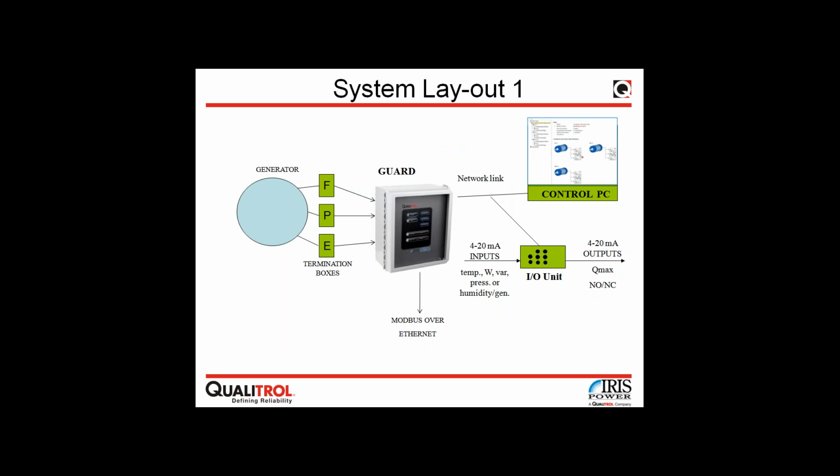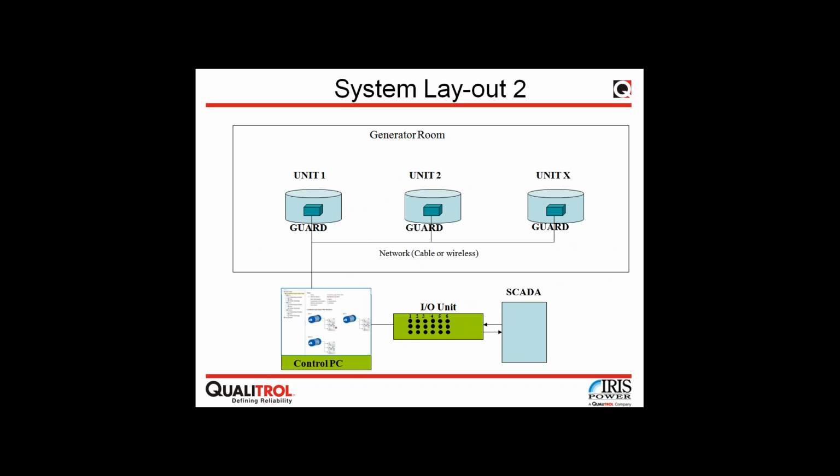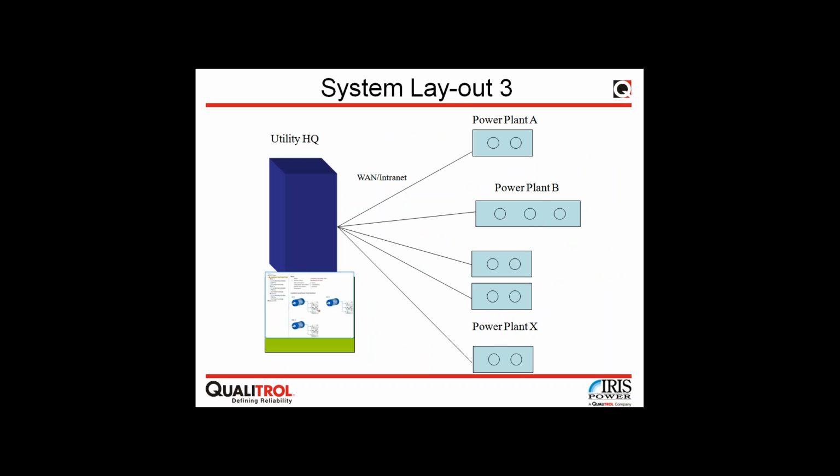There will be a couple of possible layouts of the system. If you have a generator on the left side, F, P, and E will indicate the type of termination boxes. In this case, F would be for flux monitoring, P for partial discharge, and E for the end winding. The GARD system will be connected via Modbus and will provide data to our plant management system. It could be installed in a different fashion on multiple machines, or on different power plants and then connected to a system centrally located at utility headquarters.